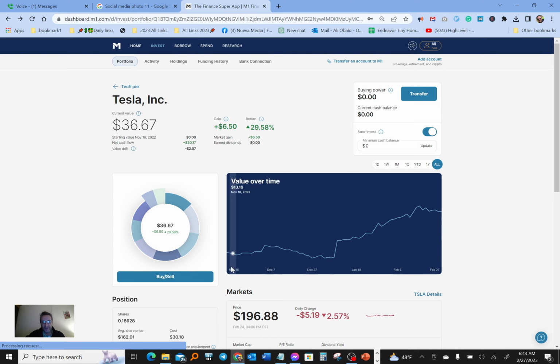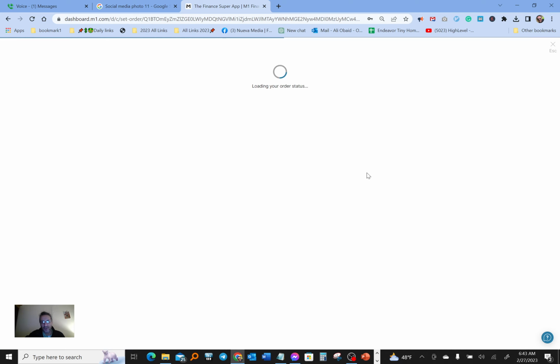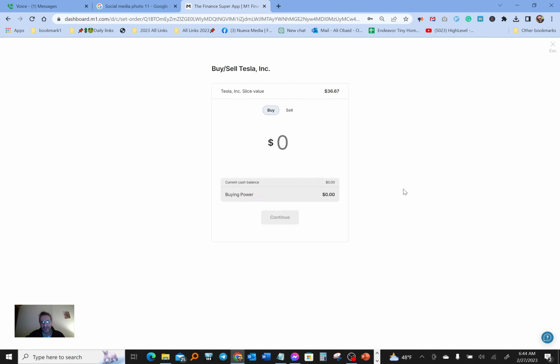In the event that I wanted to buy more Tesla, I would go under buy and sell, and then I would take all my buying power. Right now it says 25 bucks here. I would put in $25 and hit continue, and it would take whatever money I have in my buying power and put it all into Tesla. I hope this helps, guys.